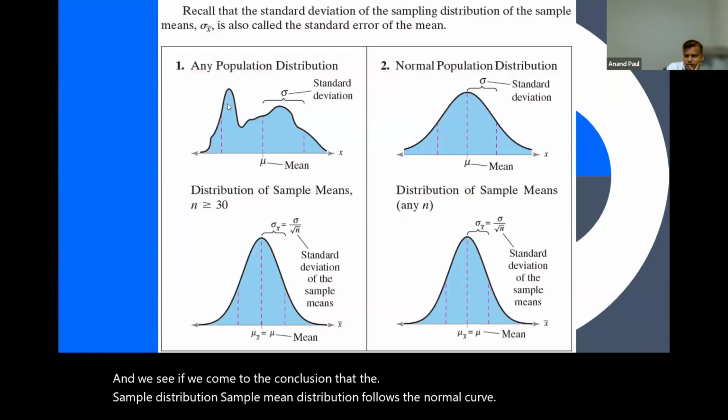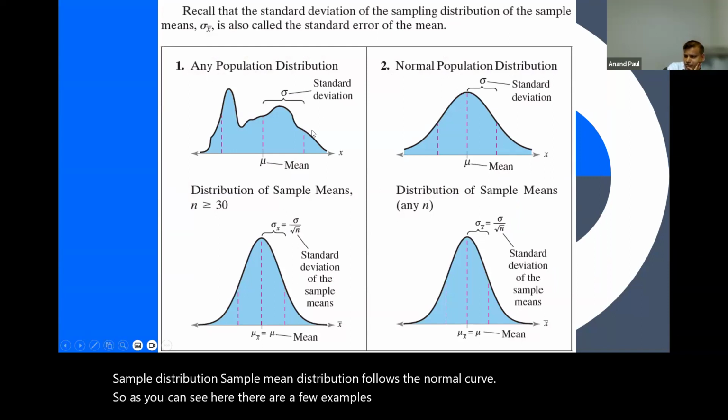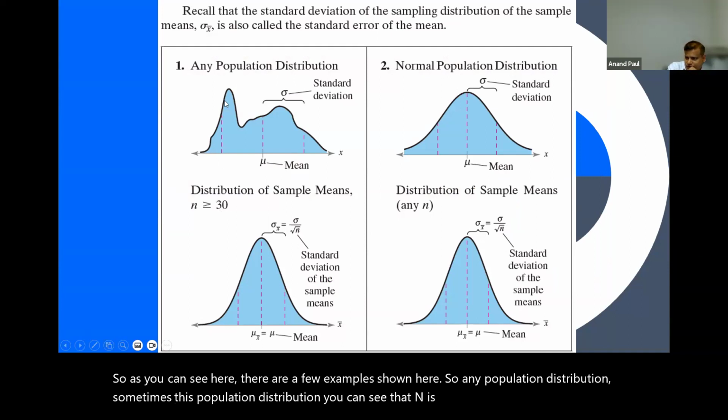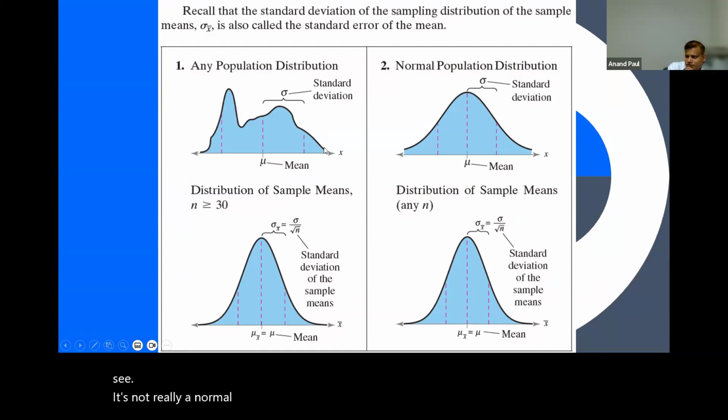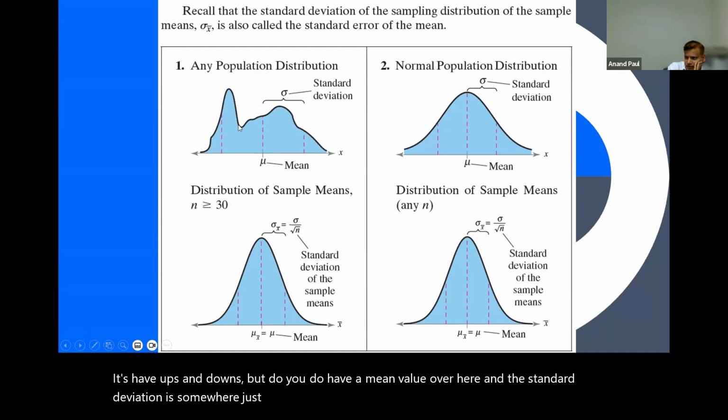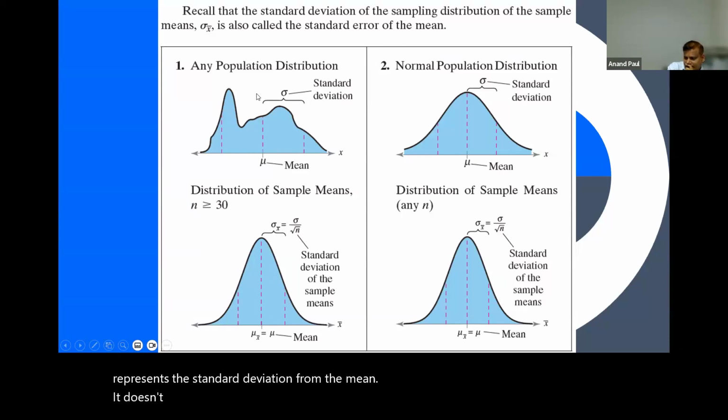So as you can see here, there are a few examples shown here, right? So any population distribution, sometimes this population distribution, you can see that n is greater than 30, but as you can see, it's not really a normal curve, right? It has ups and downs, but you do have a mean value over here, and the standard deviation is somewhere here, right? These two dots represent the standard deviation from the mean. It doesn't look like a normal curve, but when you take a sample from this population, this sample here at the bottom looks like a normal curve. So that is the key idea.